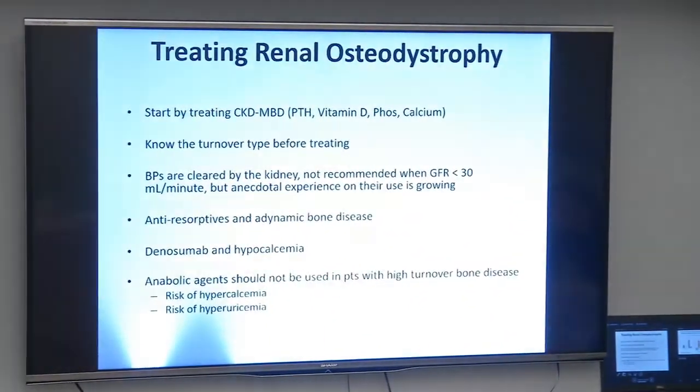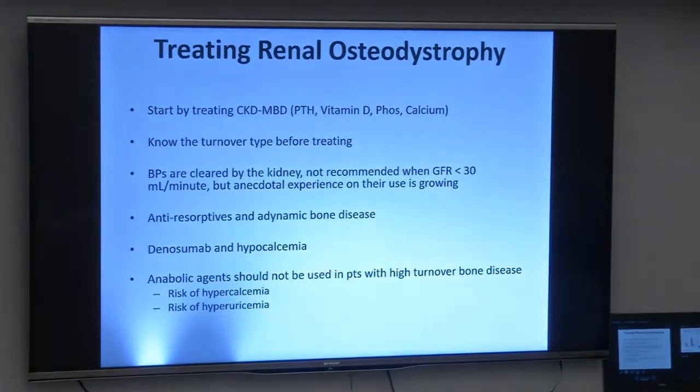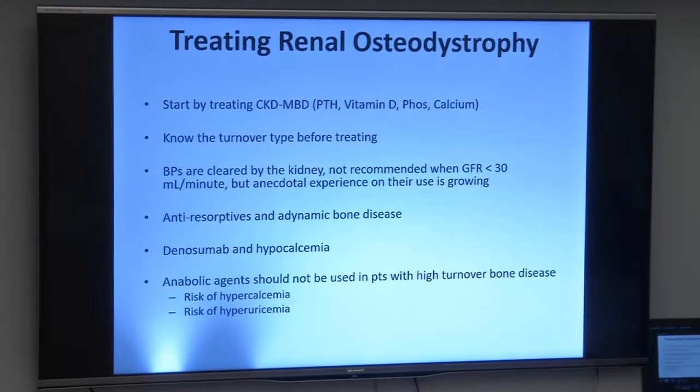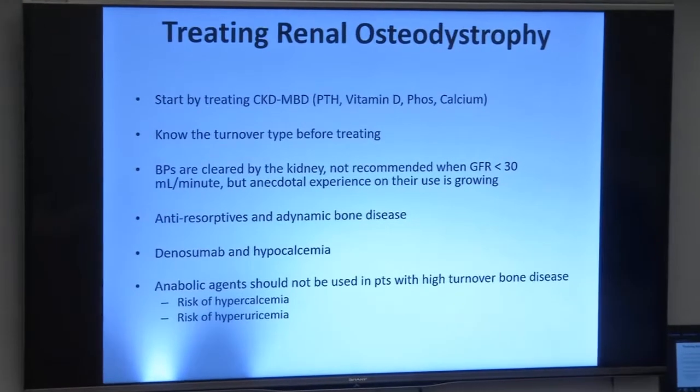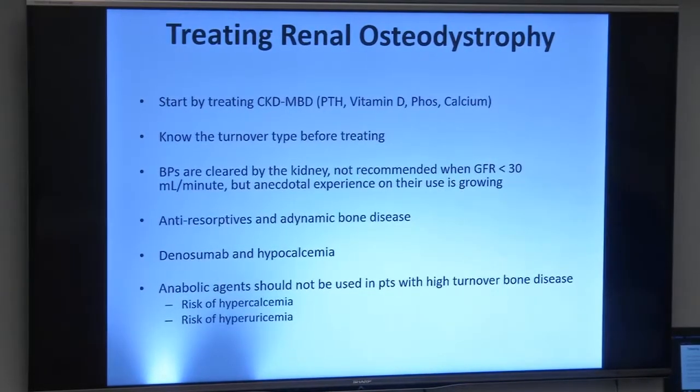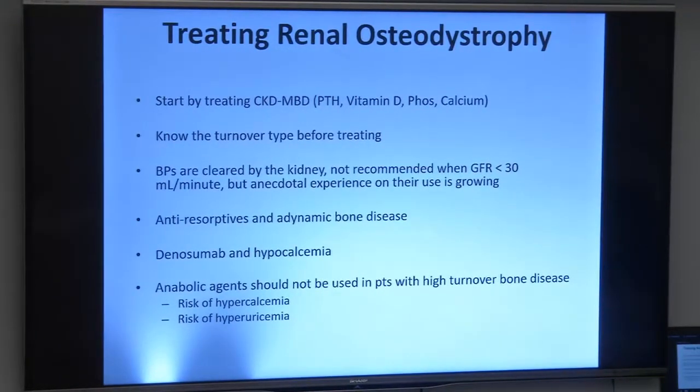So then treating the renal osteo component of this, once again, we always start by treating the MBD, so treating the PTH, the calcium, phosphorus, and D. We discussed the importance of knowing the turnover beforehand. You don't want to give a patient with hyperparathyroid bone disease more PTH, and you don't want to give a patient that has no bone turnover an anti-resorptive because probably it's not going to do anything anyway. So it's really important that you know the bone turnover, and then choose a drug that you think is going to be okay.